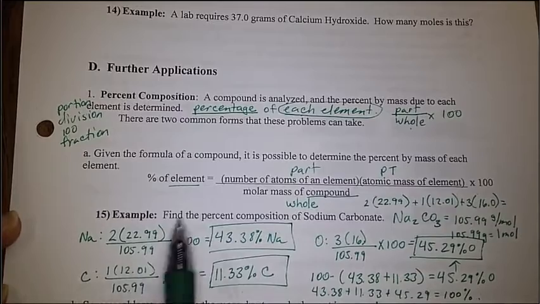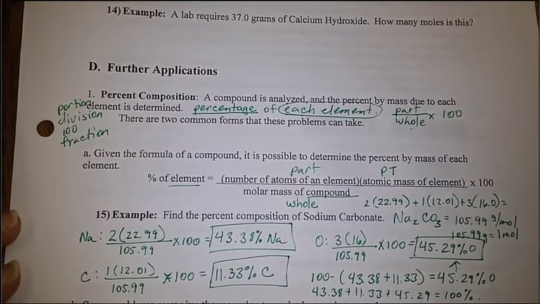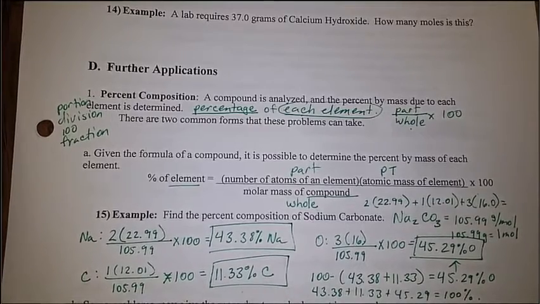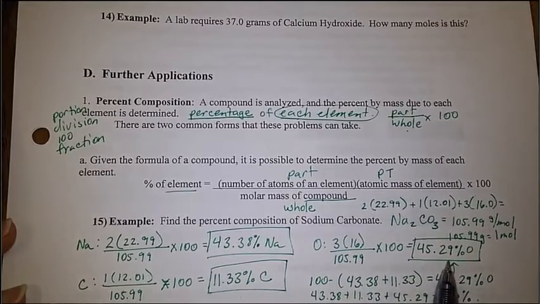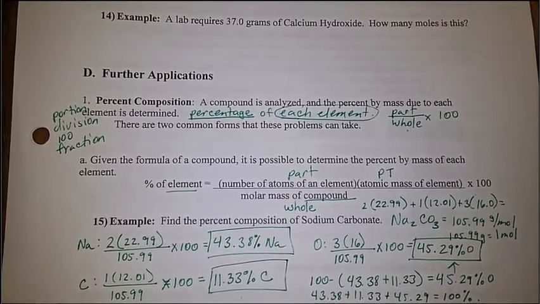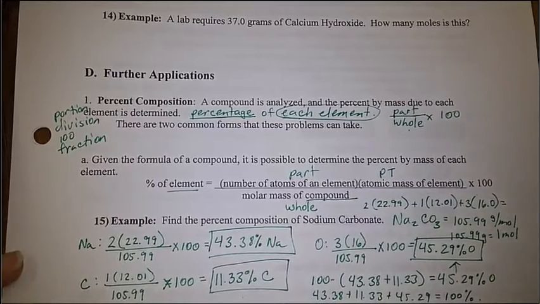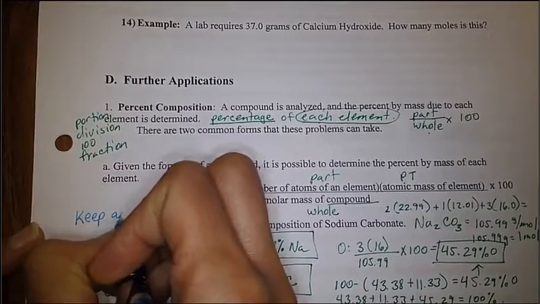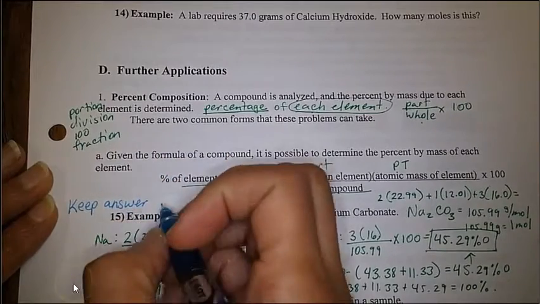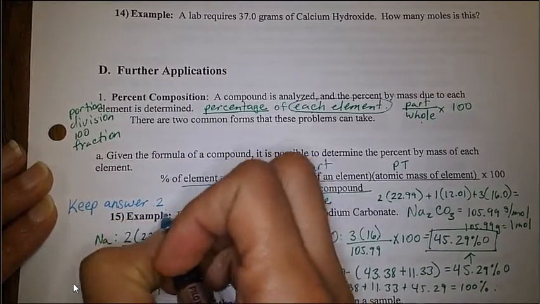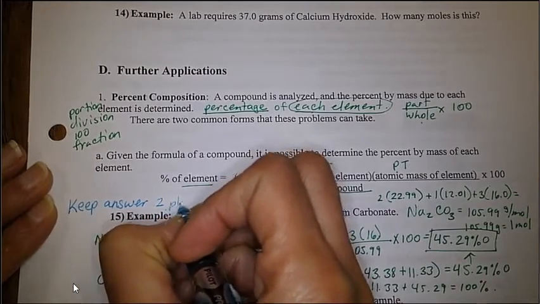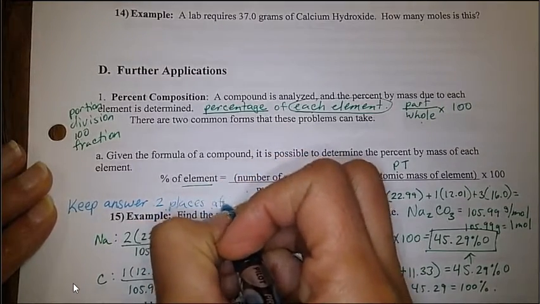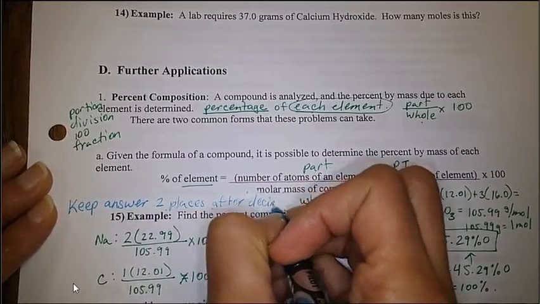Keep in mind, you guys, that when you are not given sig figs, you can't really base your sig figs on anything. So what you're going to do is keep 2 places past the decimal in your answer. So I'm going to write it here in a different pen. Keep the answers 2 places after the decimal. Okay?